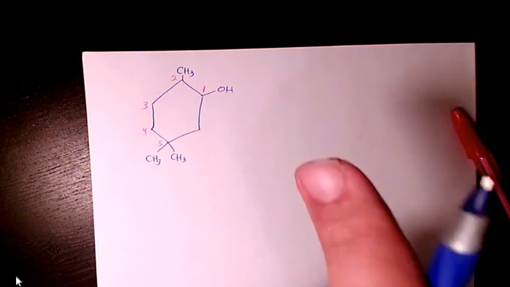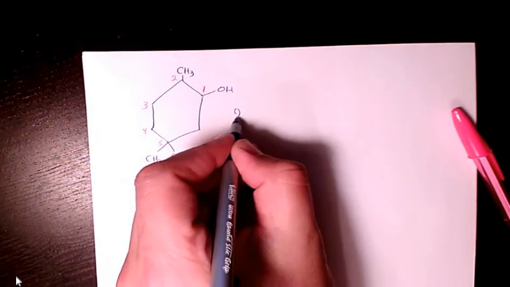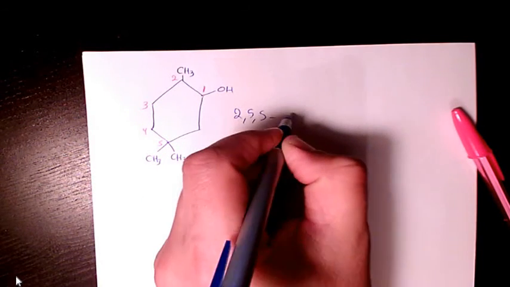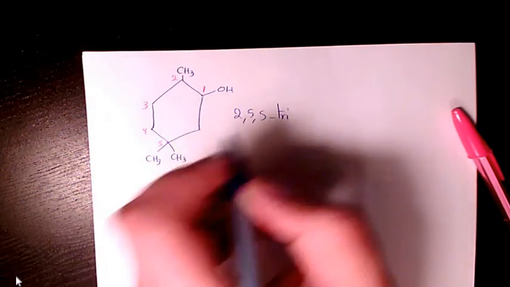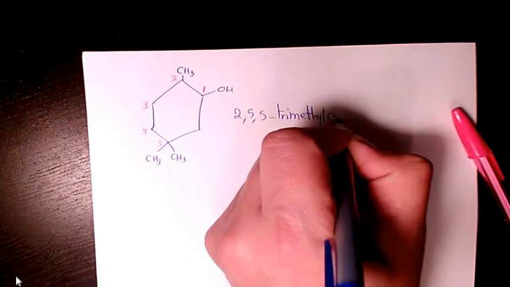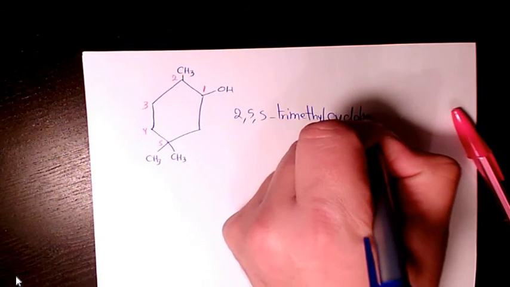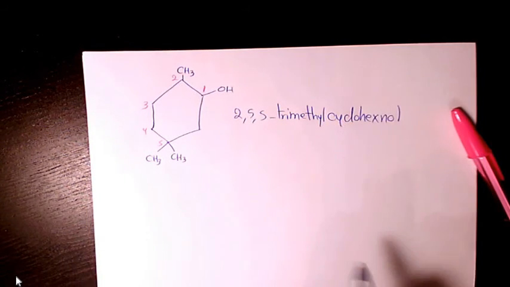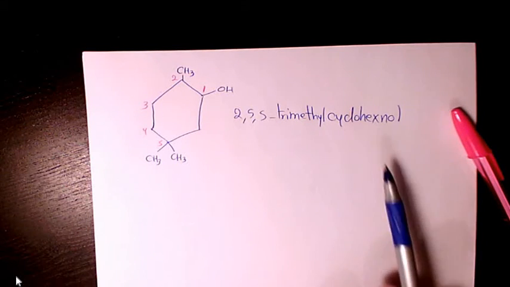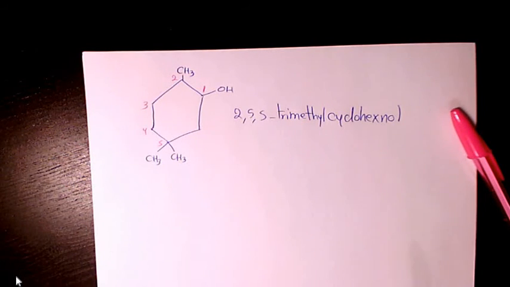So the name of this product is gonna be 2, 5, and 5, 3 methyl cyclohexanol. 2, 5, and 5, 3 methyl cyclohexanol. That's the name of this organic compound.